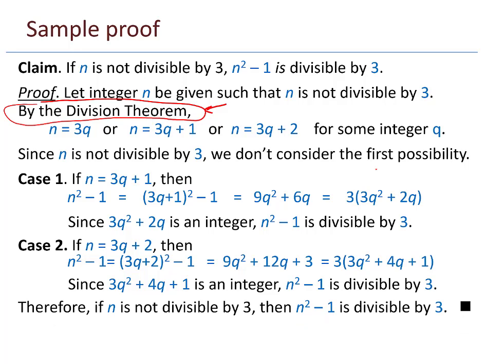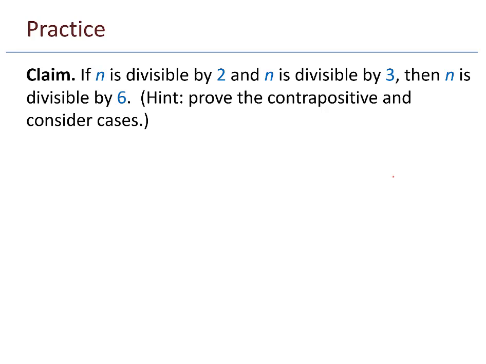And to wrap it all up with a single sentence, therefore, if n is not divisible by 3, then n squared minus 1 is divisible by 3. Alright, so here's a proof for you to practice. Pause the video, give it a try, and unpause when you are ready to check the answer.